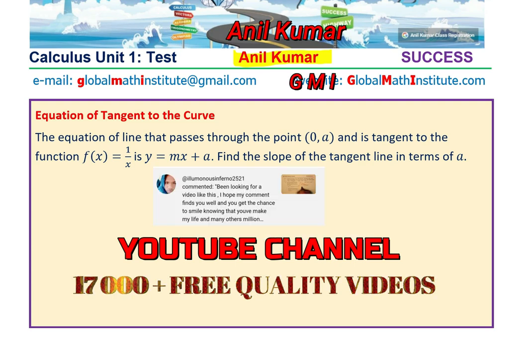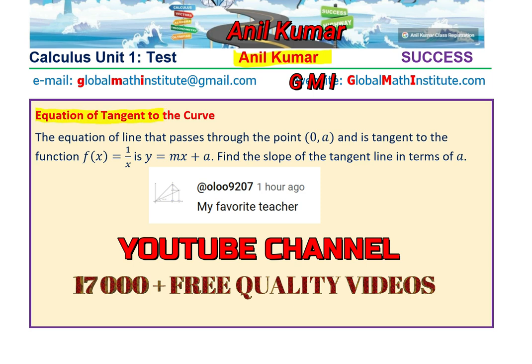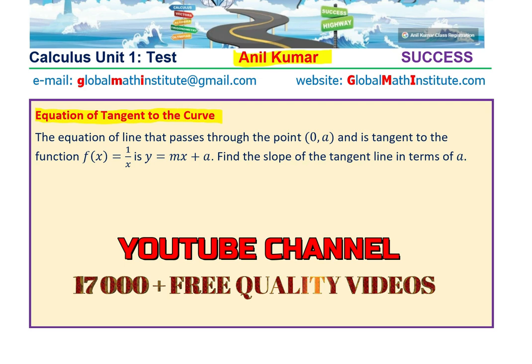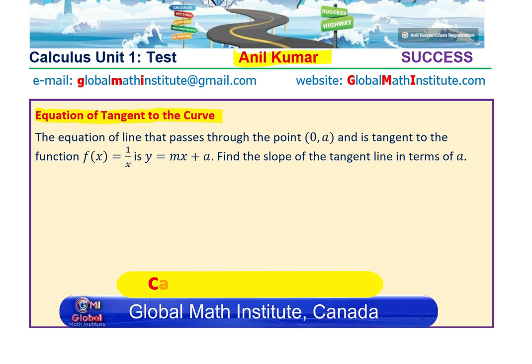In this video, we'll find the equation of a tangent line to a curve. The question is: the equation of the line that passes through the point (0, a) and is tangent to the function f(x) = 1/x is y = mx + a. Find the slope of the tangent line in terms of a.